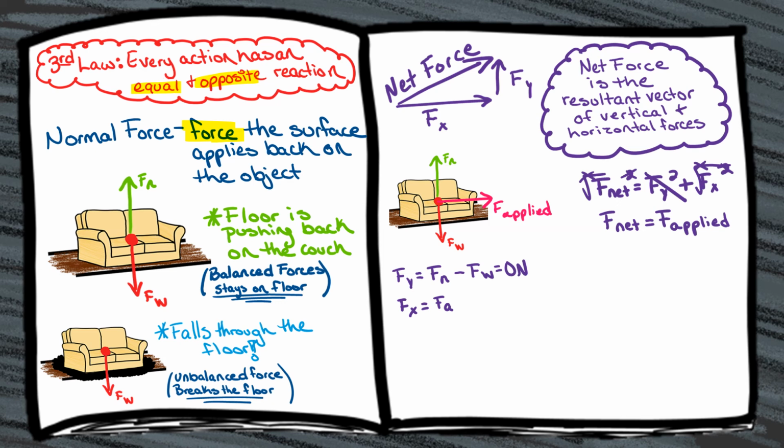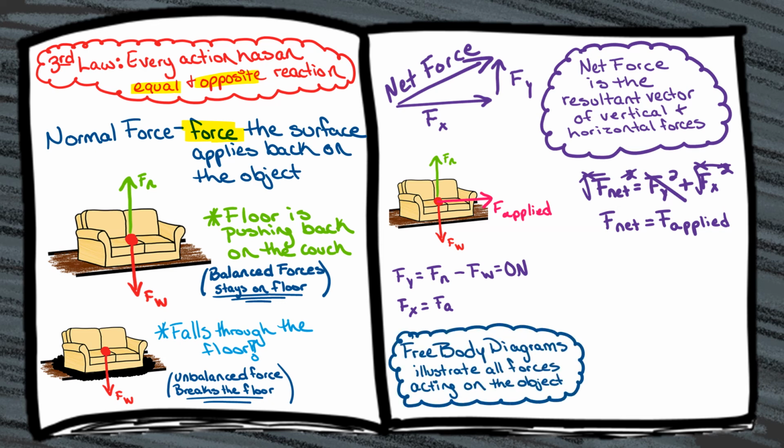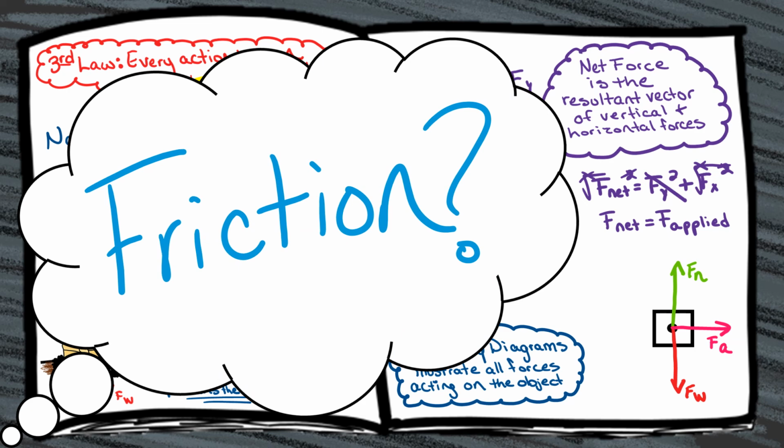Now notice that drawing so many forces on an object can get confusing, which is why in physics we draw free body diagrams instead. So instead of drawing the object in the center, we simplify it with a square to represent the object, and then draw all of the forces acting on that object.